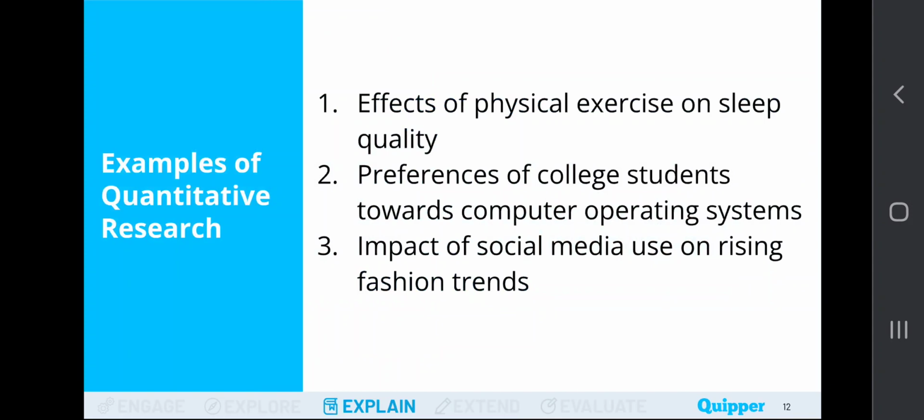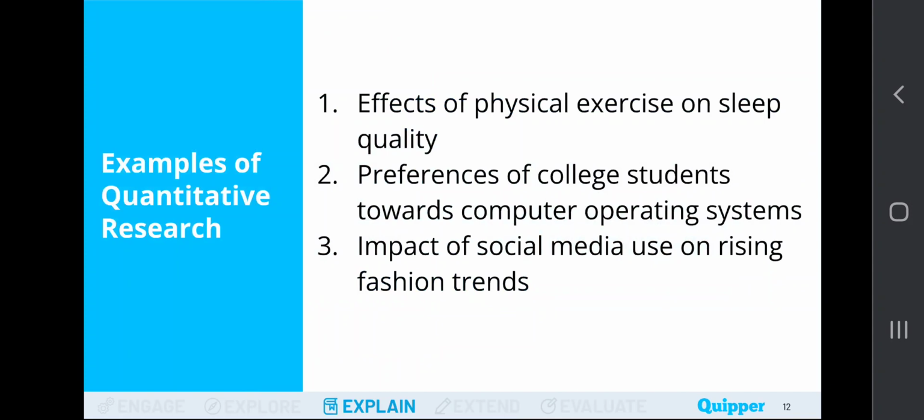Now, let's try to look into different examples of quantitative research. First, effects of physical exercise on sleep quality. If you're going to understand and analyze this particular quantitative research example, you're going to tackle the relationship of this objective theory to the variables that are present, which will be utilizing statistics from the numerical data that is gathered.